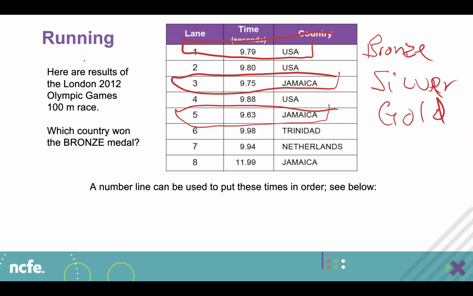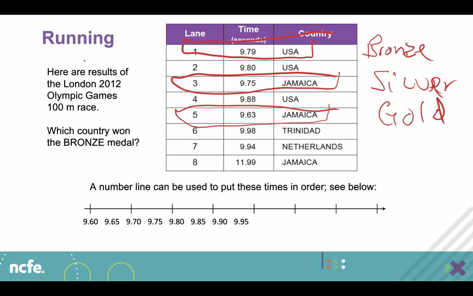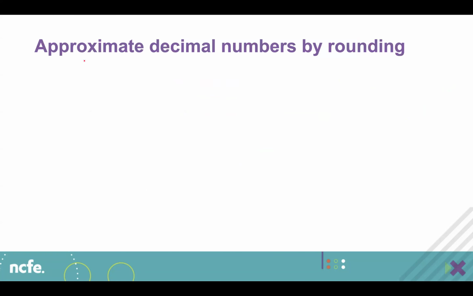We can use a number line. A number line can be used to put these items in order, see below 9.6 and so on. So the bronze goes to the time 9.79. That is the USA.